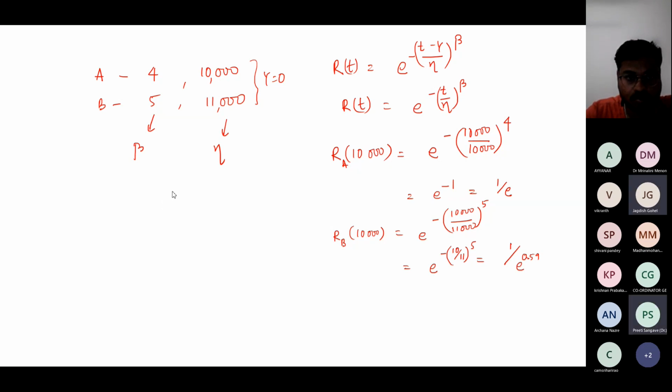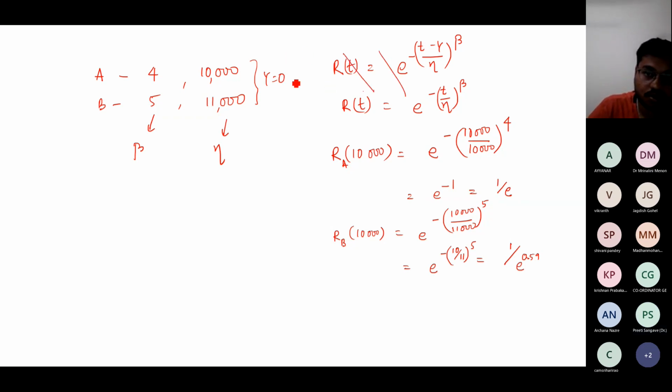Arpit, Excel has a Weibull distribution function, where we can get the value directly. No, I'm just checking something else. Okay. So here I don't think you need to use this function. You need to use the Weibull function.